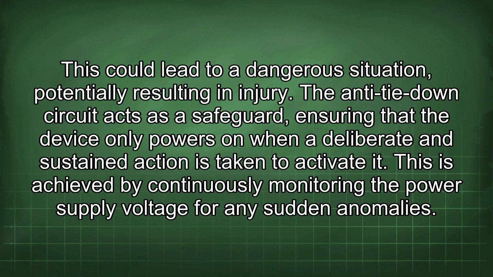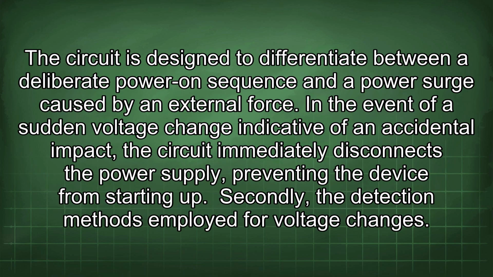This is achieved by continuously monitoring the power supply voltage for any sudden anomalies. The circuit is designed to differentiate between a deliberate power-on sequence and a power surge caused by an external force. In the event of a sudden voltage change indicative of an accidental impact, the circuit immediately disconnects the power supply, preventing the device from starting up. Secondly, the detection methods employed for voltage changes.